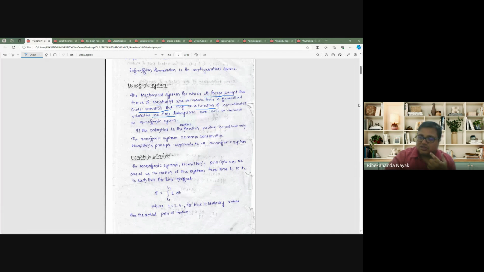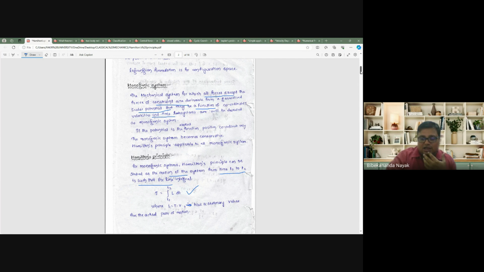Hamilton's principle is applicable for all monogenic systems. For simplicity, you can say it is valid for a conservative system, but it is also valid for a monogenic system. For monogenic systems, Hamilton's principle can be stated as: the motion of a system from time t1 to t2 is such that the line integral of L dt from t1 to t2, where L is equal to T minus V, has a stationary value for the actual path of motion.